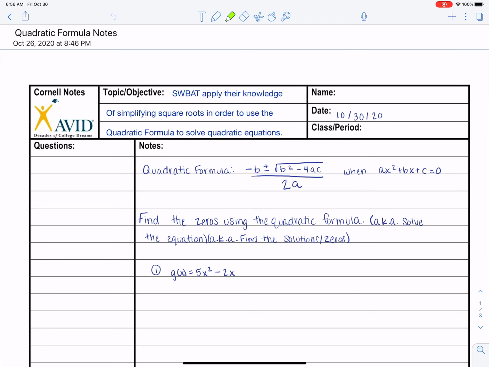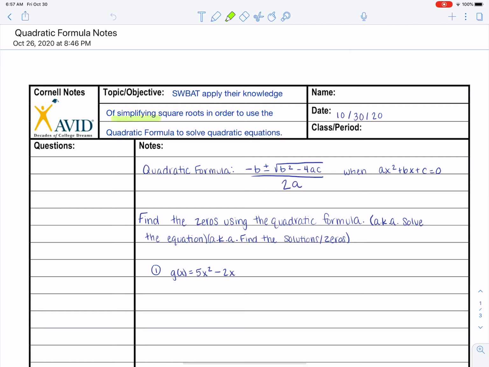Today we're going to talk about the quadratic formula, so the student will be able to apply their knowledge of simplifying square roots in order to use the quadratic formula to solve quadratic equations. Here's kind of the part that's new. The quadratic formula should be familiar for you. You should have used it before, but this part is different.